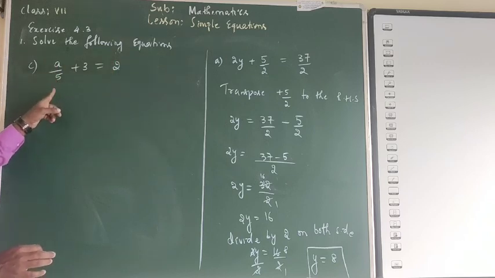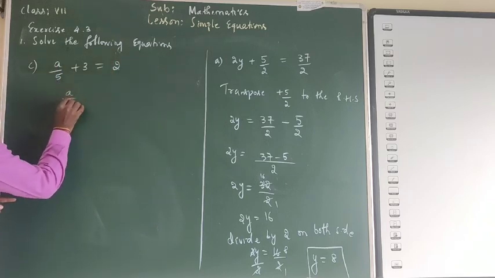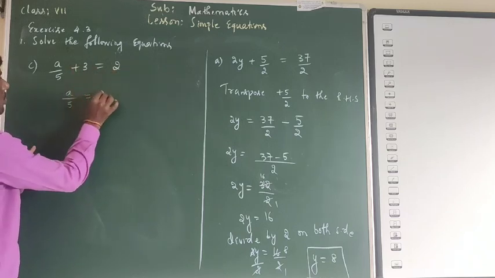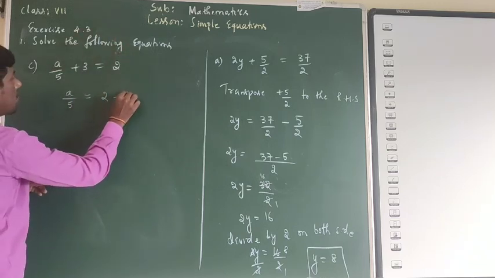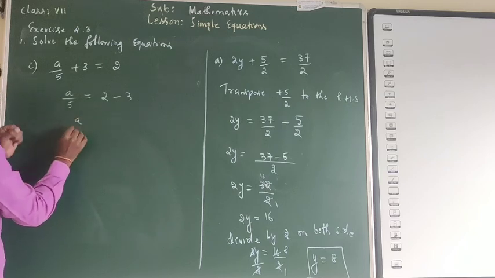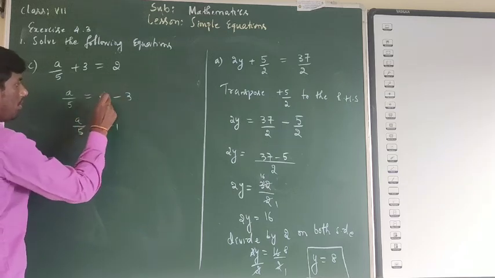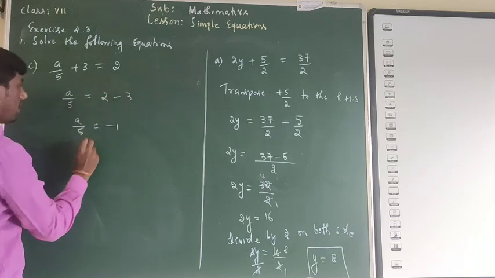Here it is a by 5. I'm just doing this, you need to do that. A by 5, transposing, and all you should write. This is homework for you. I'm just showing: 2 plus 3, transposing, minus 3. Correct? A by 5 equals 2 minus 3, which is minus 1, because 3 is the bigger value and it carries the negative sign.